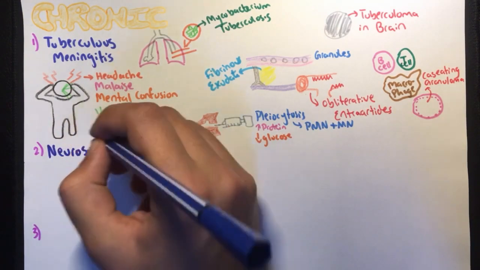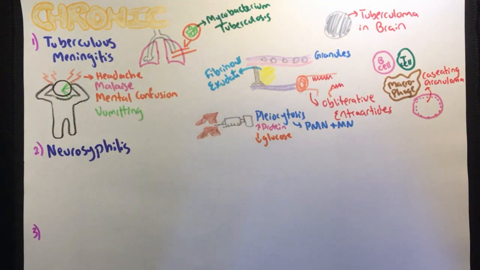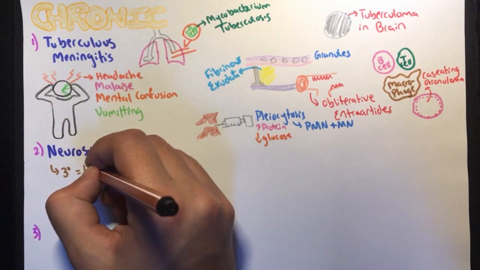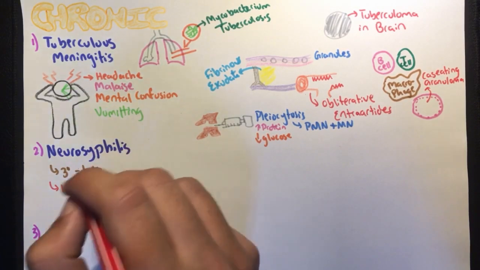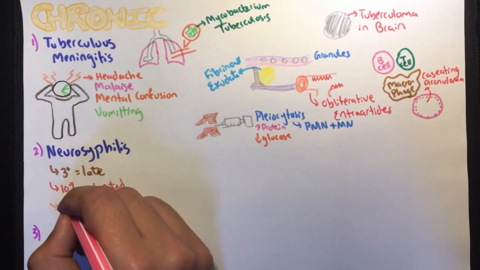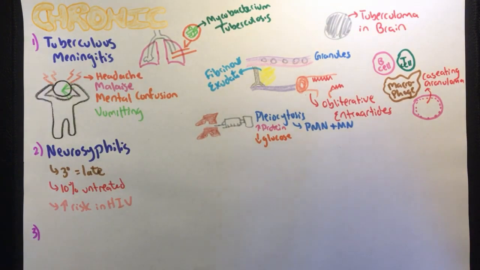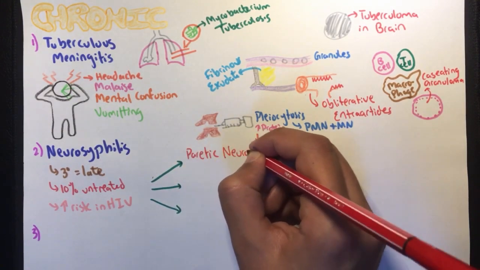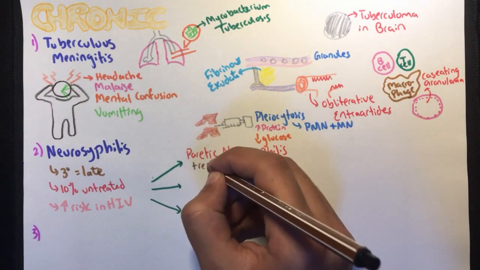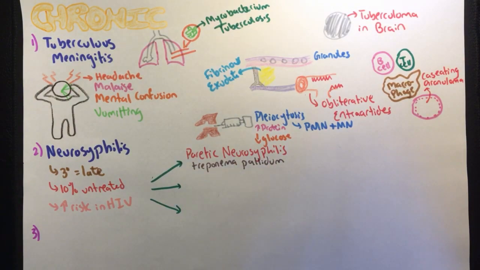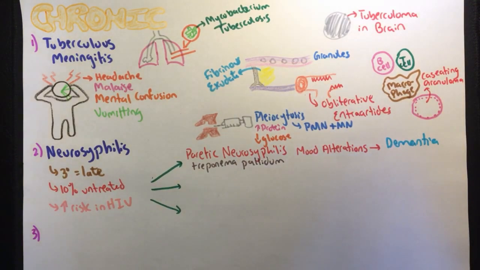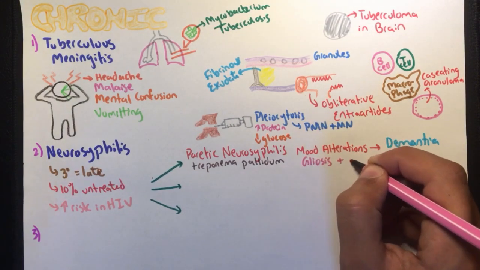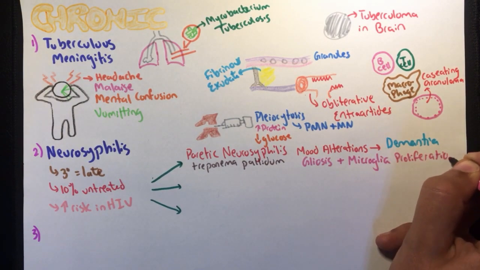The second type of chronic meningitis is neurosyphilis, a tertiary stage of syphilis, meaning that it occurs late, and it is the most severe form, which occurs in 10% of untreated cases, and the risk increases with HIV. This type can cause three of the following: paretic neurosyphilis, caused by the invasion of Treponema pallidum to the brain, commonly in the frontal lobe, resulting in progressive loss of mental and physical functions, like mood alterations, ending in dementia with gliosis and proliferation of microglia.